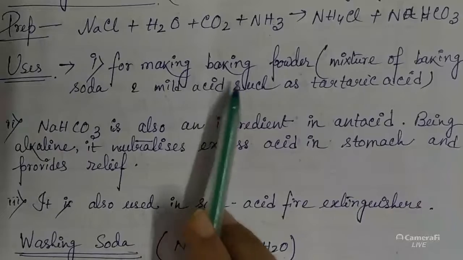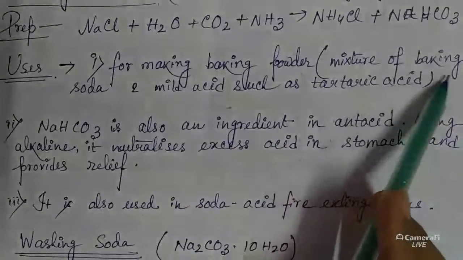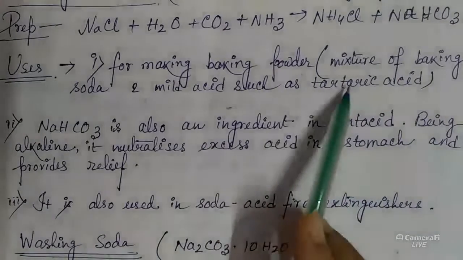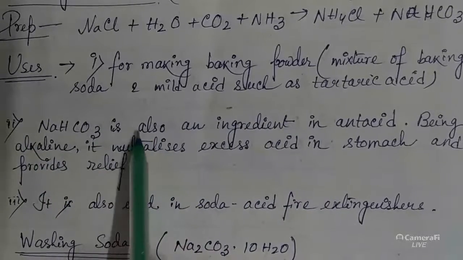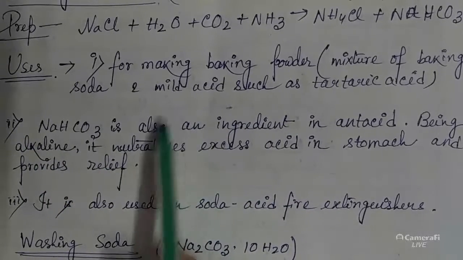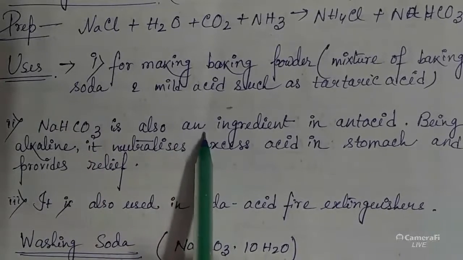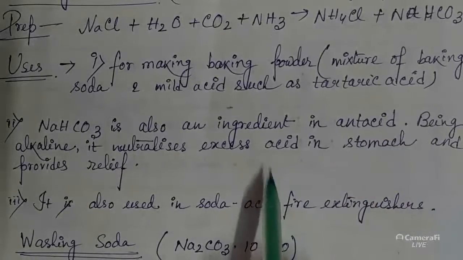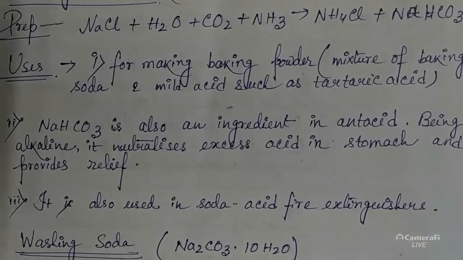So one use we have got is for making baking powder. We can use sodium bicarbonate with the mixture of tartaric acid. Now we are coming to the next use of baking soda, that is, baking soda is also used as an ingredient in antacid. Antacid means anti-acid.